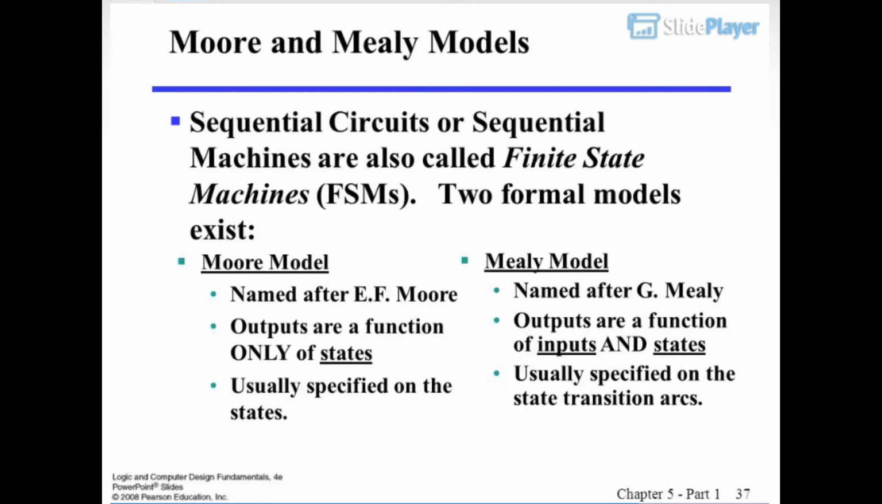Moore and Mealy models. Sequential circuits or sequential machines are also called finite state machines, FSMs. Two formal models exist. Moore model, named after E. F. Moore: outputs are a function only of states, usually specified on the states. Mealy model, named after G. Mealy: outputs are a function of inputs and states, usually specified on the state transition arcs.